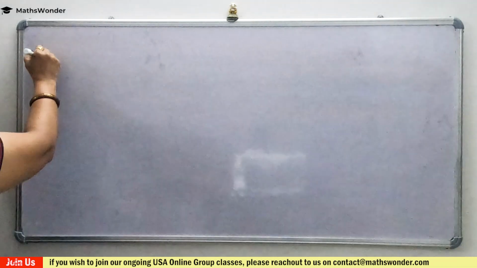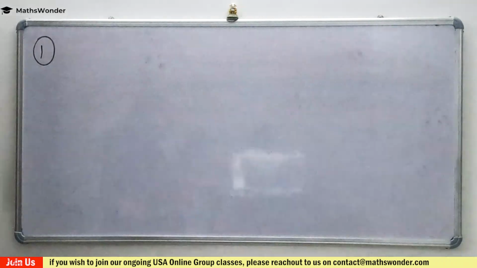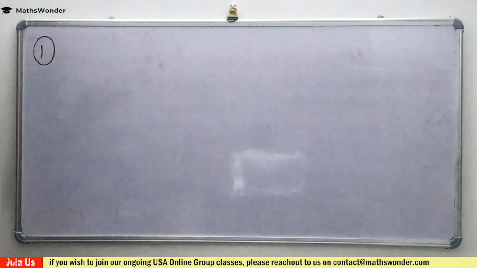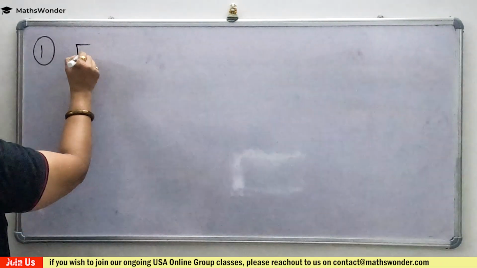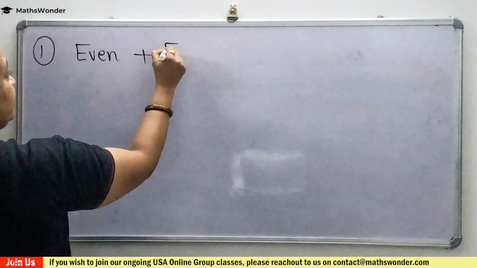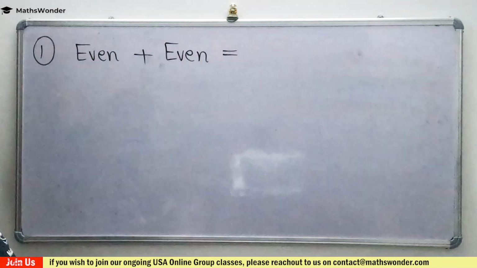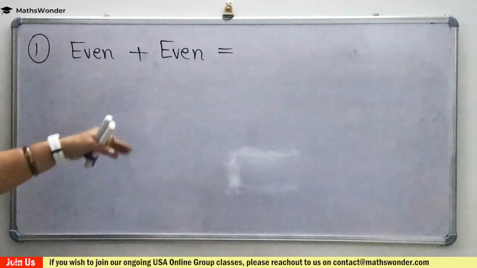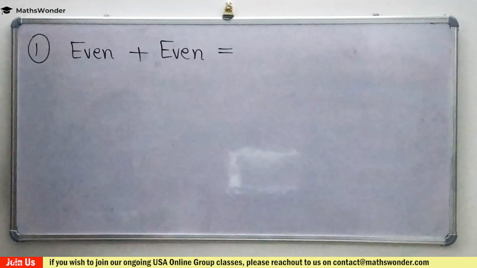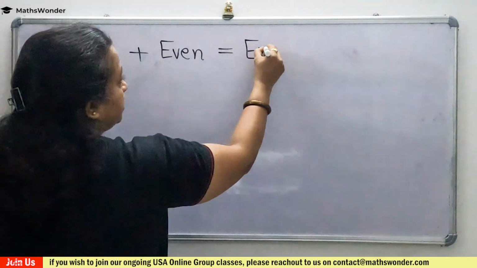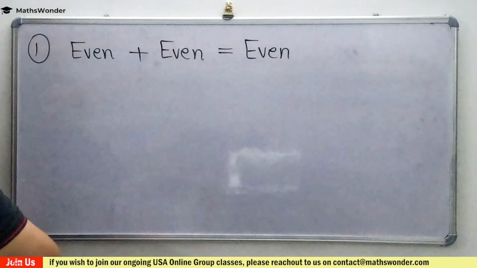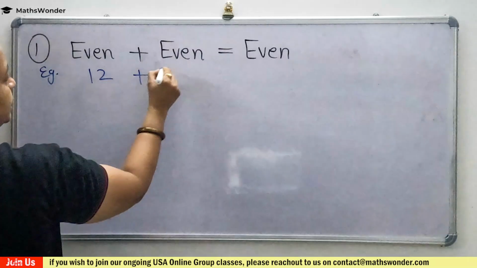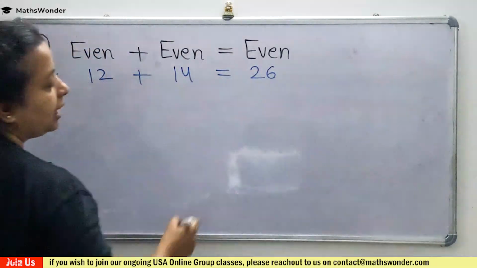Now, write some important facts. The sum of two even numbers will give an even answer. So some important facts: the sum of two even numbers is always an even number. For example, any even numbers, take 12 plus 40, you will again get an even number.